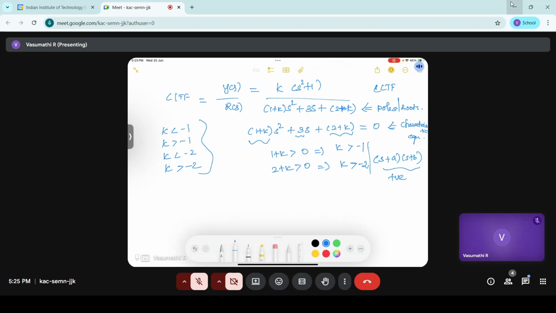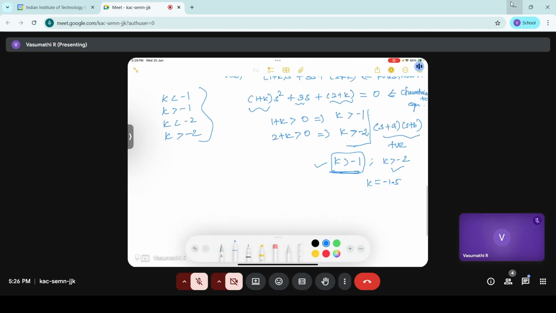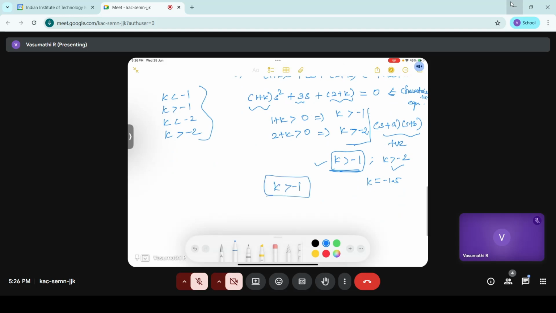So out of these two, what is the safer option from the given options? The first option says k should be greater than minus 1. The second option says k should be greater than minus 2. If I pick the second option, I can consider k equal to minus 1.5. Is it right? This won't satisfy that condition, right? So we have to pick this condition. This is the most possible way to choose the condition. The answer is k should be greater than minus 1.